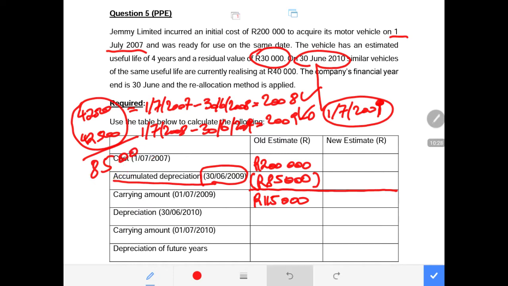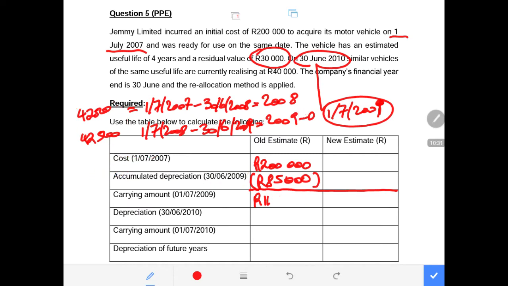So now this is where all these calculations are coming from. Now we have calculated this. Remember now, I want to highlight that this is the carrying amount at 30th of June 2009, and we know that the closing balance at the end of June 2009 is the same as the opening balance. Take note, it is the same as the opening balance on the 1st of July 2009. Hence I wrote 1st July 2009.